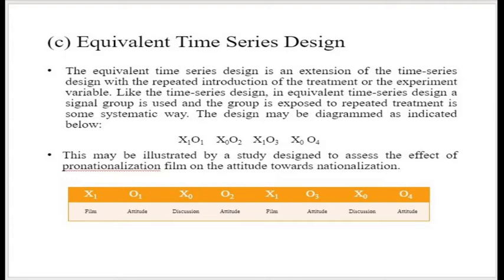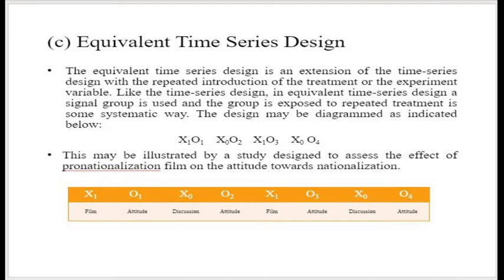After a few days, the group witnesses the same film, X1, and the measure of attitude is obtained, observation 3. Following this, the experimenter discusses in detail every aspect of nationalization, X0. Their attitude towards nationalization is again measured, observation 4. The statistical comparison of observations 1 and 3 with observations 2 and 4 helps the experimenter to compare the two experiences. The time effects are easily determined by comparing observations 1 and 2 to observations 3 and 4.